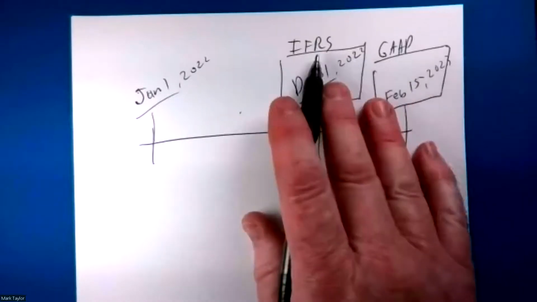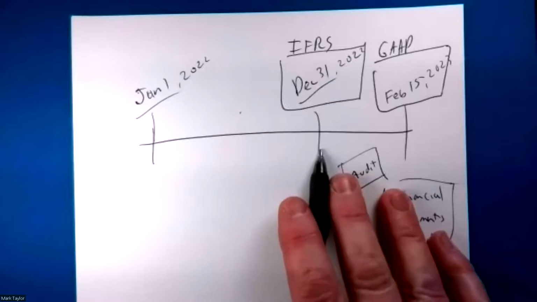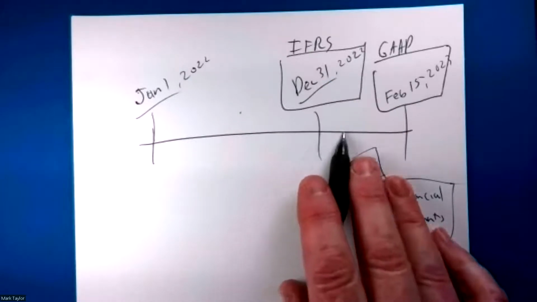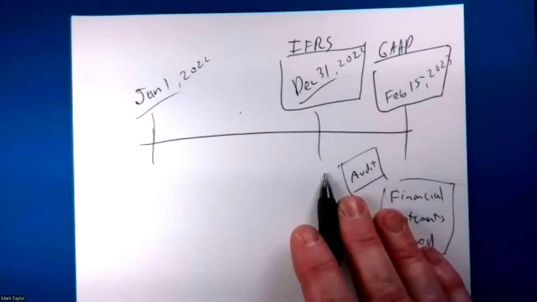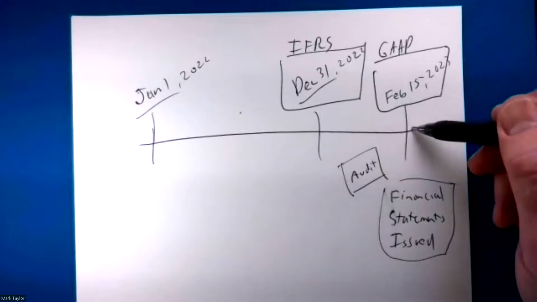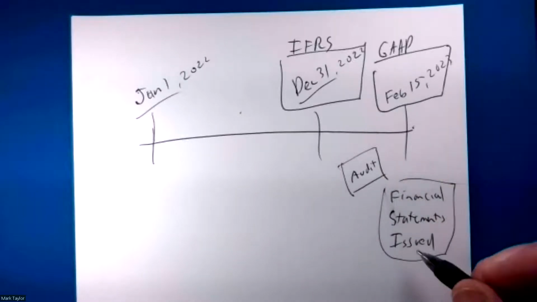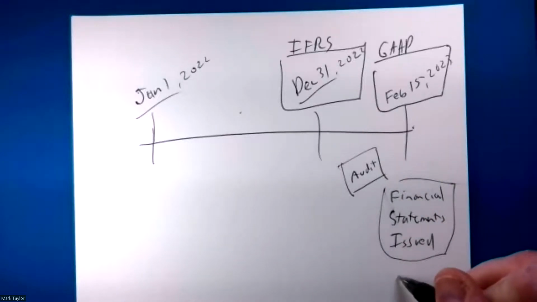So IFRS is actually a little more strict. They say, look, by December 31st, you have to have all your ducks in a row. You have to have your financing. If you get it done in here, it doesn't matter. It's what you had at the end of the year. GAAP says, okay, by the time you issue the financial statements. I think that this is actually the date of the audit report, which is the last day of field work, actually.